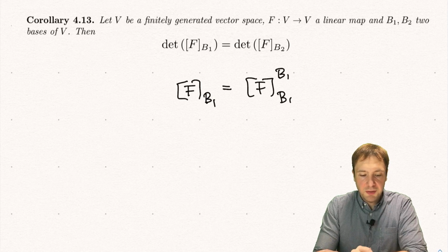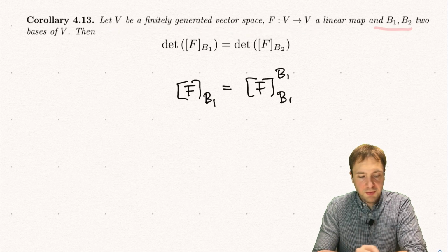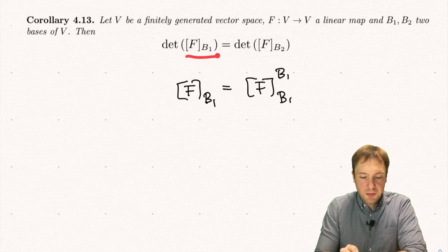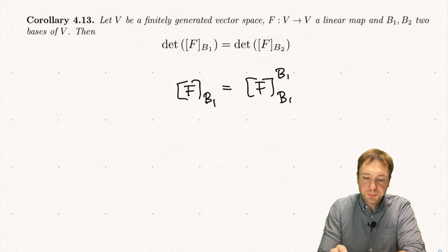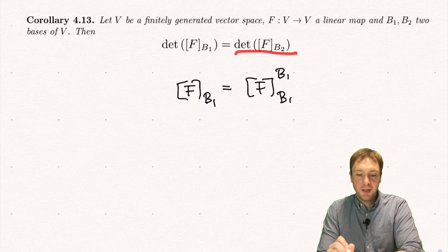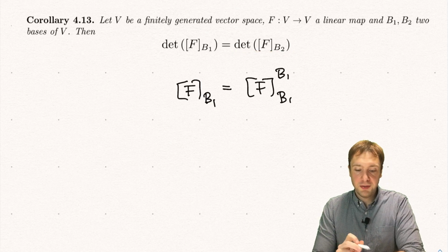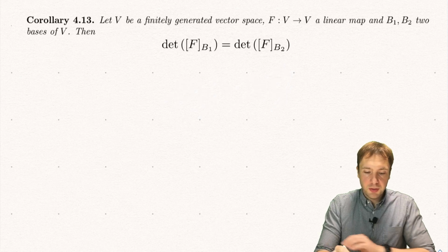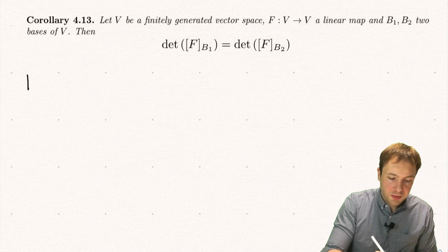But here the statement is, if we have a linear map F, and we have two bases of this vector space V, then the determinant of the matrix of F with respect to the basis B1 equals the determinant of the matrix of F with respect to the basis B2. And why does this follow from the theorem before?